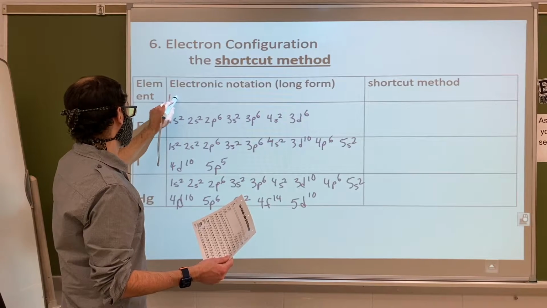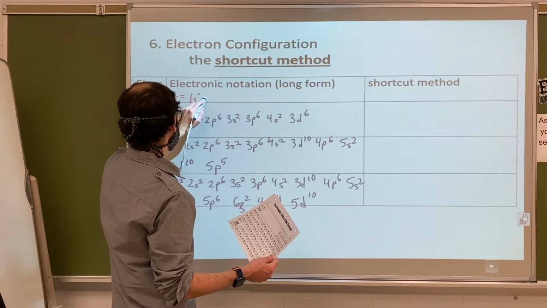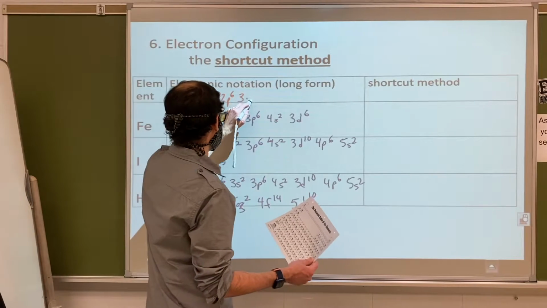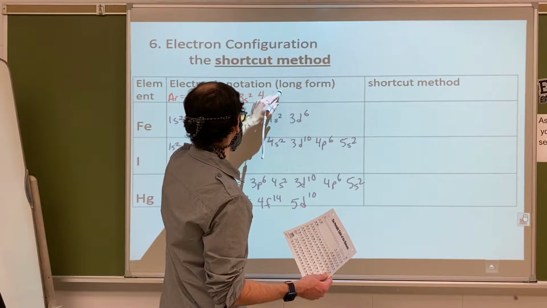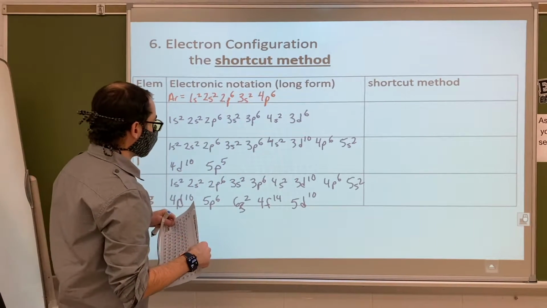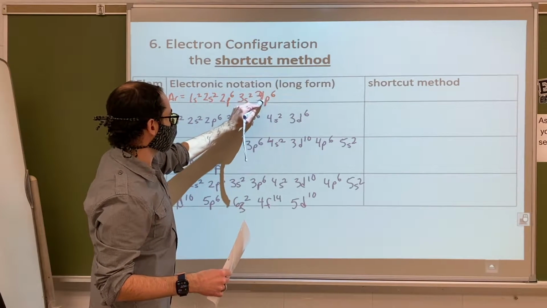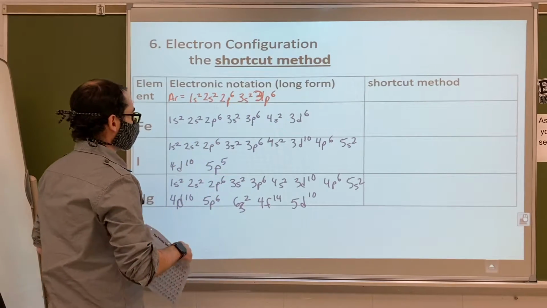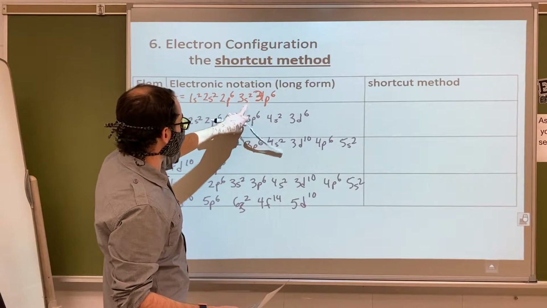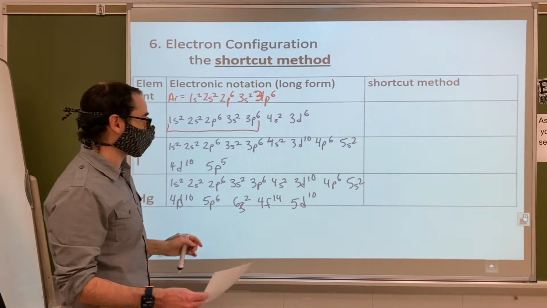So argon equals 1s2, 2s2, 2p6, 3s2, 4p6. So argon is all of this, right? And if you take a look, oh, I made a mistake. This should be 3p6. All right, I'm not gonna edit it out. You caught me, it's fine. All right, so 1s2, 2s2, 2p6, 3s2, 3p6. And if you take a look down here, it's exactly the same as that one.